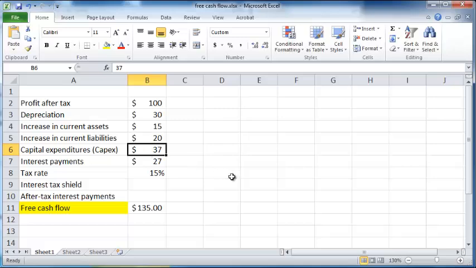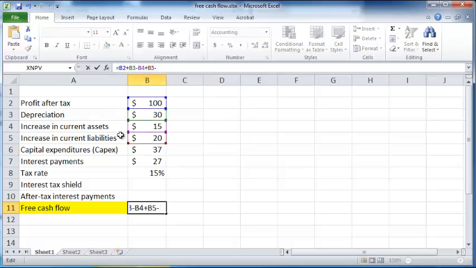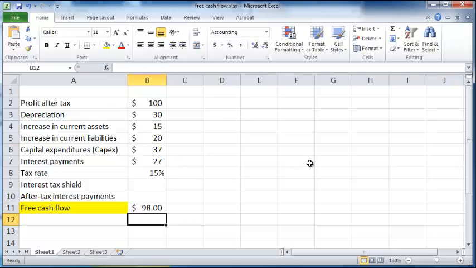Capital expenditure refers to any investments in plant and machinery that were undertaken in the current year by the company. And these are usually, it's very obvious that these are a use of cash. So what you would do is you would subtract any capital expenditures or capex. So you would do a minus 37 over here, and arrive at a free cash flow of $98.